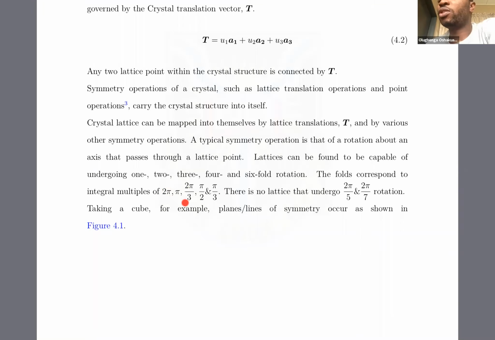But this 2 pi over 5 and 2 pi over 7 type of rotation, they are invalid. When you turn a crystal by 2 pi over 5, it is not going to give you the exact same thing you had when it was at the origin facing you. And the same thing applies to 2 pi over 7. And when I'm talking about rotation, it is not just turning it anyhow, it is turning it at the center, at lines of symmetry.